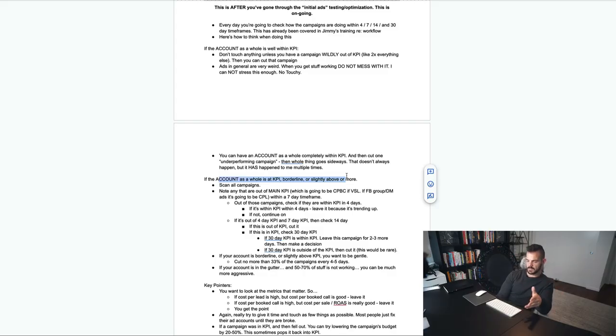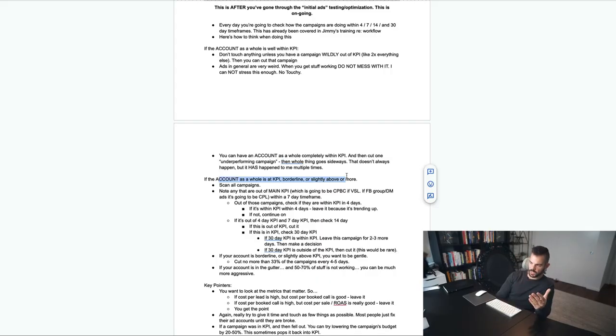For DM ads, it's probably going to be DMs because you're probably not going to be able to track calls unless you have a sophisticated system. For group, it's probably going to be leads because, again, you probably can't track group joins or calls unless you have a really sophisticated system. There's ways to do it, but it is complicated. So any of your main KPIs that are more than 10 to 20% out of KPI within the 7-day window, then we want to put those under scrutiny, okay?